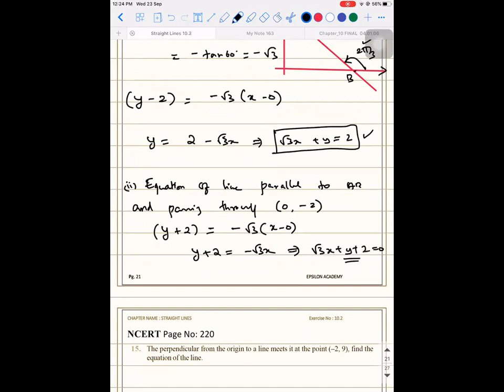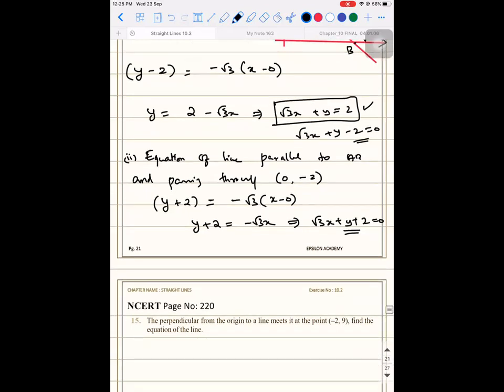If you observe the above equation and below, what is varying? It is only the constant that is varying. Correct? So root 3x plus y minus 2 equal to 0. Remember, last year you would have learned something like this. If a1x plus b1y plus c1 is equal to 0 and a2x plus b2y plus c2 is equal to 0 are parallel, then a1 by a2 is equal to b1 by b2. Do you guys remember this?